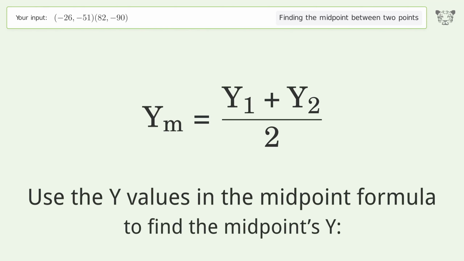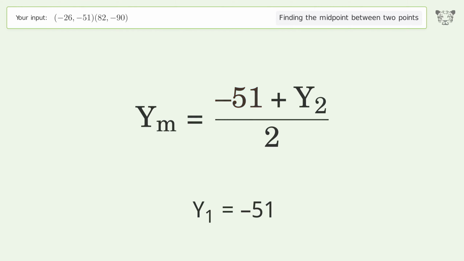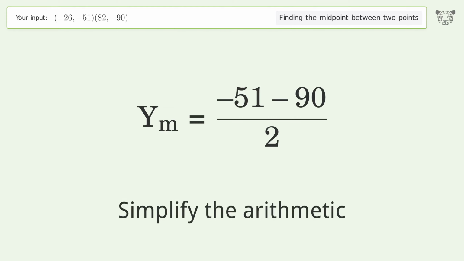Use the y values in the midpoint formula to find the midpoints y. y1 equals -51. y2 equals -90. Simplify the arithmetic.